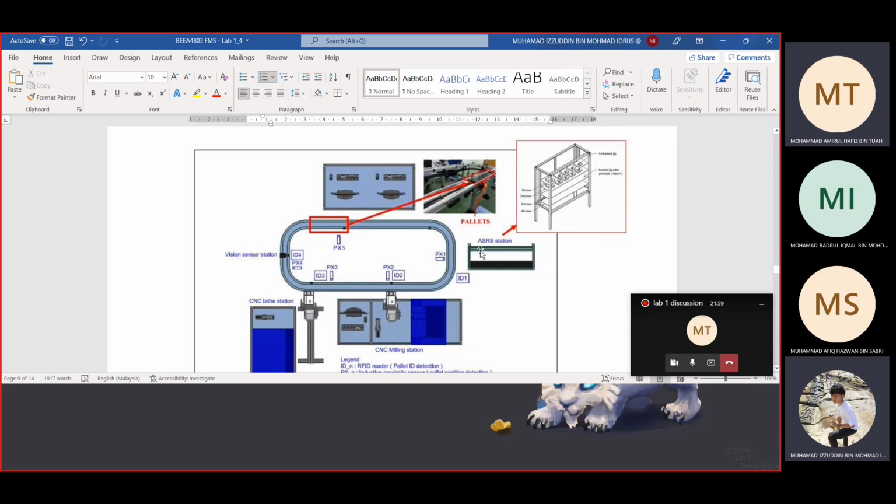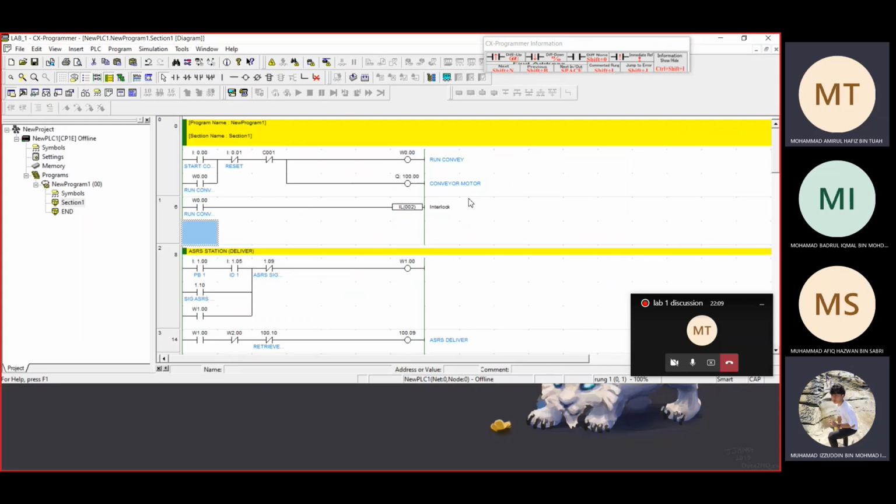So the last part, it will be stored at the ASRS station. Okay, so for the next instruction, we will make a simple simulation using the CX programmer about this F.M.S. Kholler CIM03. So the first part, we put the conveyor part of the F.M.S.